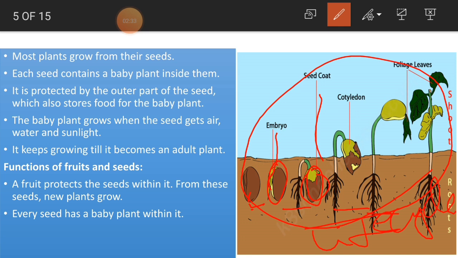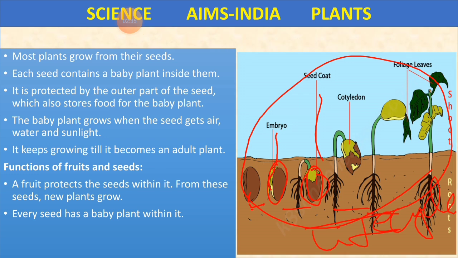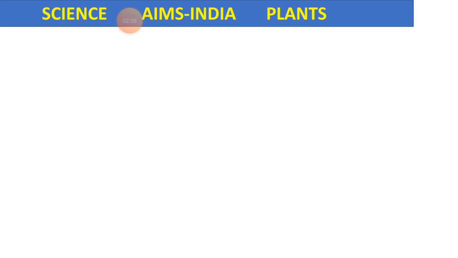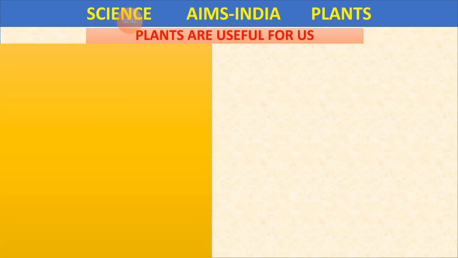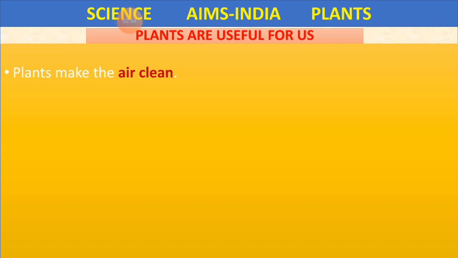Clear, children? Okay. Now next, we will see the uses of plants. Plants are useful for us. How are they useful? Plants make the air clean. Plants make the air clean, yes or no? Our air is filled with so much pollution, for example, carbon dioxide. Because of these plants, the air gets purified. Why? The plants absorb the carbon dioxide, the bad air, and give us the good air, that is oxygen.